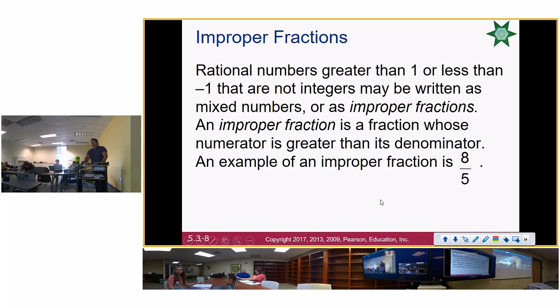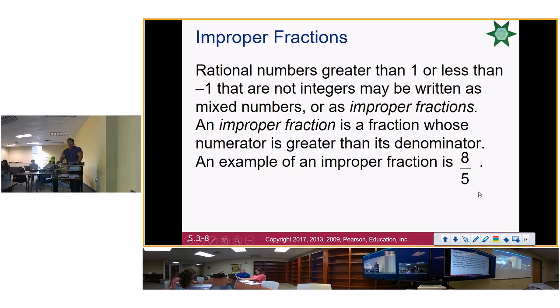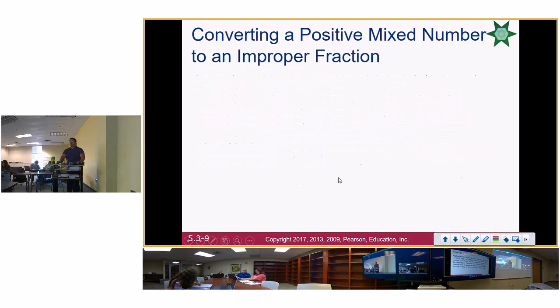You don't have to write down all that. Just write down improper fraction equals 8/5. Because I think 99% of you probably know what a proper and an improper and a mixed number is. I don't want to insult anybody's intelligence.